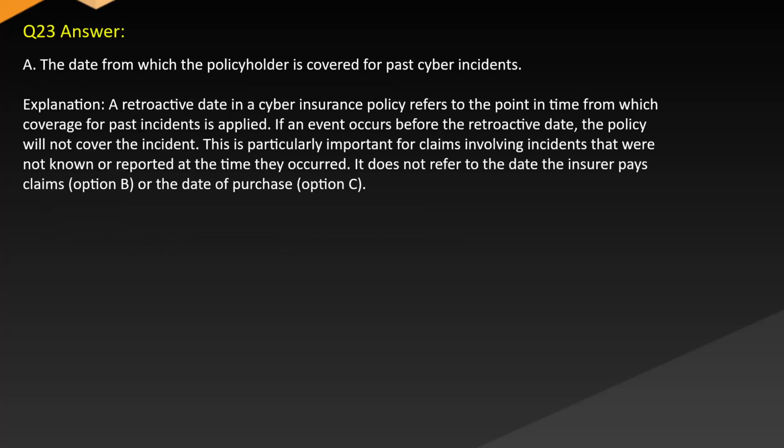Answer A. The date from which the policyholder is covered for past cyber incidents. Explanation. A retroactive date in a cyber insurance policy refers to the point in time from which coverage for past incidents is applied. If an event occurs before the retroactive date, the policy will not cover the incident. This is particularly important for claims involving incidents that were not known or reported at the time they occurred. It does not refer to the date the insurer pays claims, option B, or the date of purchase, option C.